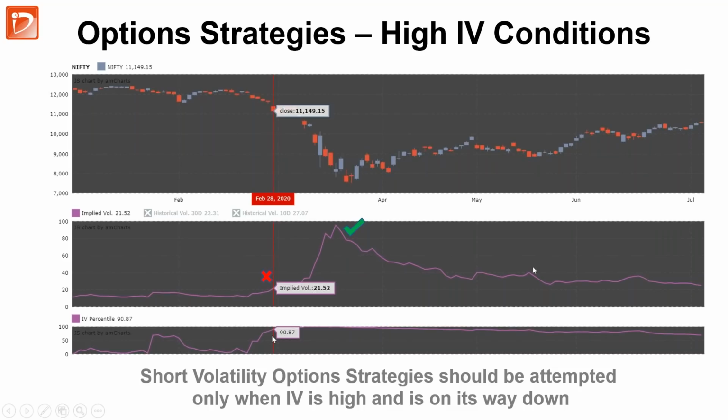And if you're already in the trade, then you can exit with a stop loss or whatever, because you don't know how long it can stay high, right? So this is my suggestion when you're doing these short volatility strategies.